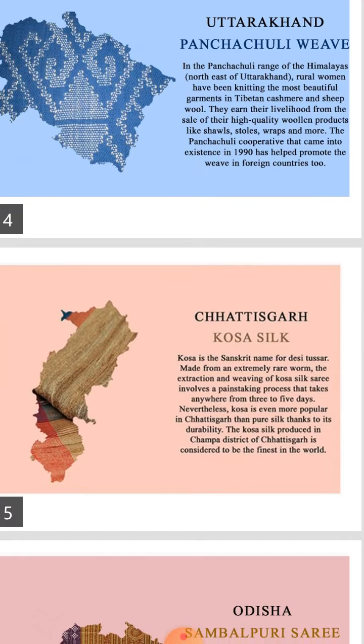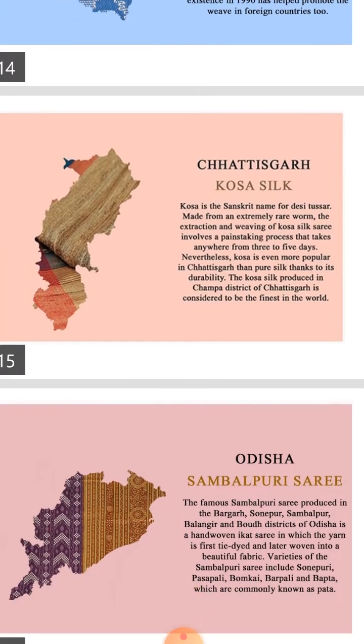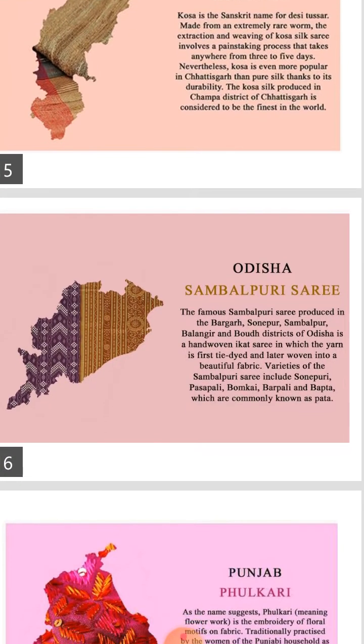Next, moving to the Indian state of Chhattisgarh. It is mainly famous because of the kosa. Kosa is the Sanskrit name for the desi tasar, made from an extremely rare worm. The extraction and weaving of the kosa silk is a painstaking process that takes anywhere from 3 to 5 days. Nevertheless, kosa is even more popular in Chhattisgarh than pure silk thanks to its durability. The kosa silk produced in the Champa district of Chhattisgarh is considered to be the finest in the world.